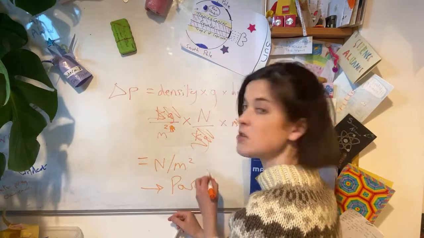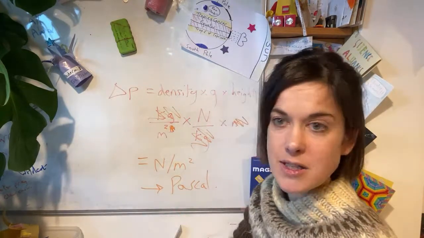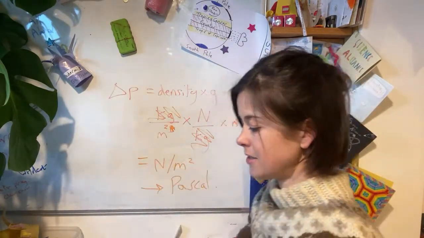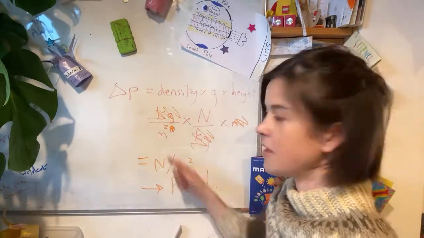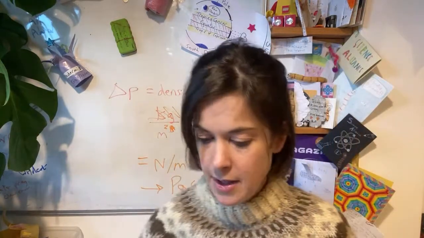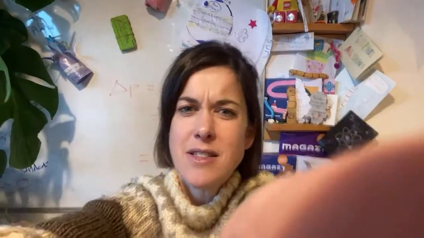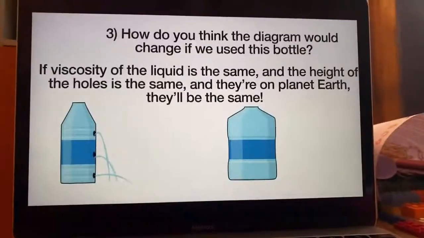So if you're ever not sure of your answer, you think you might have rearranged the equation wrong or whatever, check all the units of your equation and see if the right thing pops out, and you've probably got it right. Okay, very quickly then, let's go back to our water activity, because you should totally do this at home when you get a minute, if you've ever got a plastic bottle.